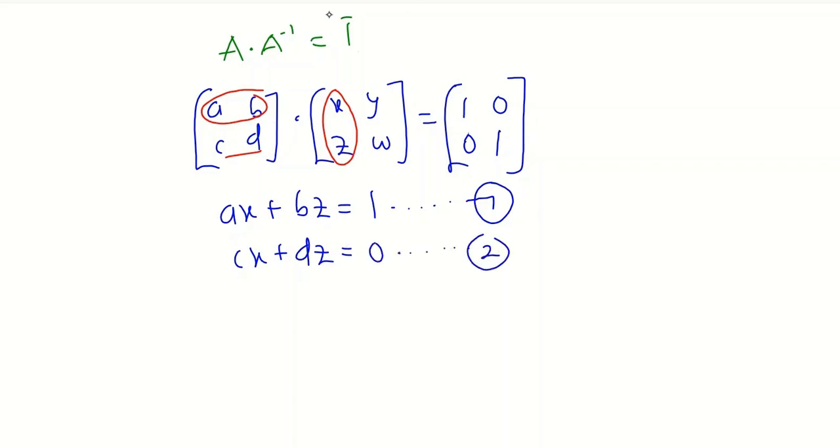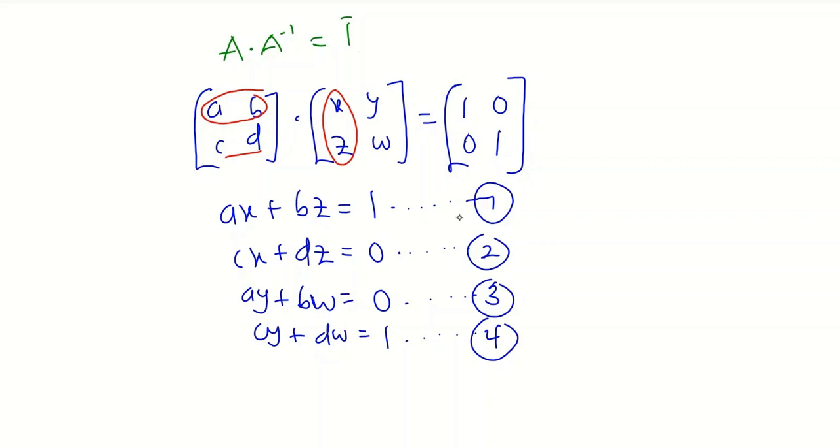Now we continue, and we can see that the row a, b is going to multiply the column y, w, and we have AY plus BW equal to 0. We can call this equation 3. And then the row c, d multiplies y, w, and we have CY plus DW equal to 1, and this happens to be equation 4. Now we can see that equations 1 and 2 look similar, and in that case we can use either elimination or substitution to find X and Z.